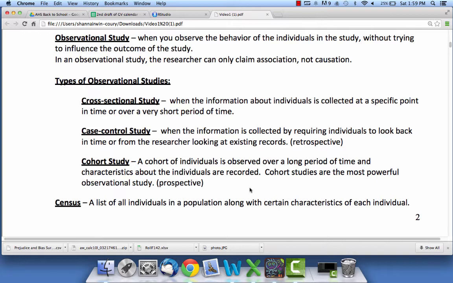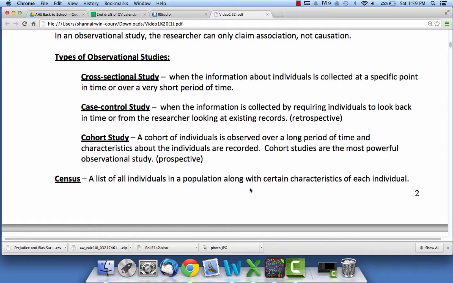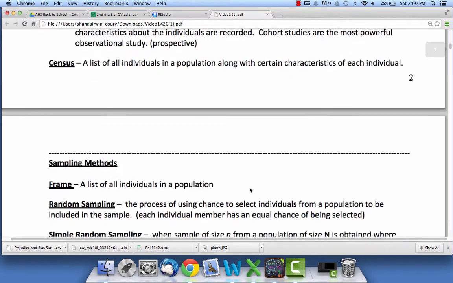A cohort study is a really, really strong study where you look at people over time, the same people. So you start looking at the people now, and then you continue to watch them over time. And that's harder to fund, obviously, but it's a really good study. A census is when you actually have the information about everyone in the entire population. So that's a pretty rare thing to get your hands on.